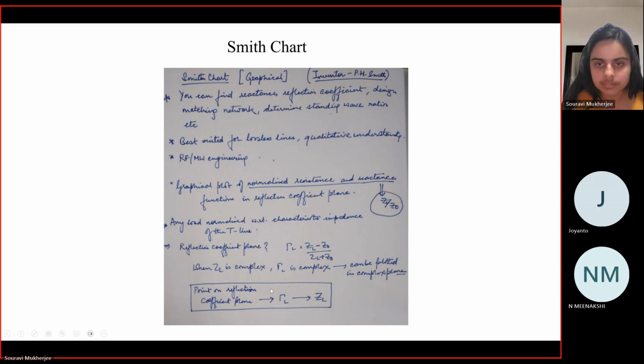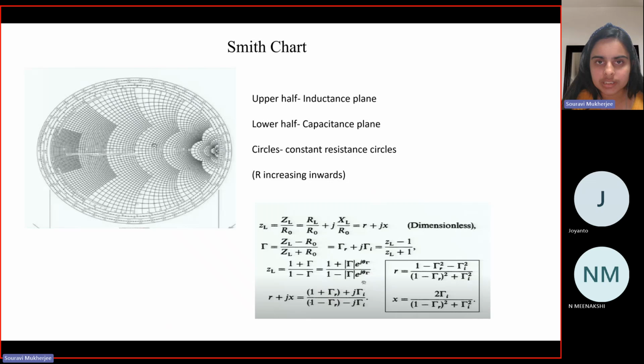Okay. Now, what do we do with it? So with this, it's a graphical representation which would allow us to find reactances, reflection coefficients, design matching networks, determine standing wave ratios, and so on. And this becomes very useful to have a qualitative understanding, especially when we are trying to design some RF or microwave circuits. Okay, so that's where these things become useful. So now, this is how a typical Smith chart looks like. So we'll see how mathematically each of these things are related.